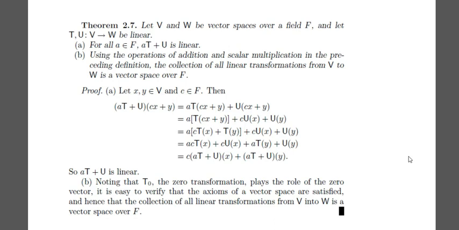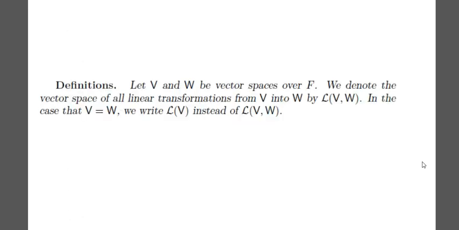Now using the operations of addition and scalar multiplication, we can get that the collection of all linear transformations from V to W is a vector space over F. Clearly this vector space is non-empty because the zero transformation T naught belongs to this vector space. Now we can easily show all properties of vector spaces and we can show that this will form a vector space over F. Next, we have V and W two vector spaces over F, and we denote the vector space of all linear transformations from V to W by L of V to W. If V is equal to W, we write L(V).